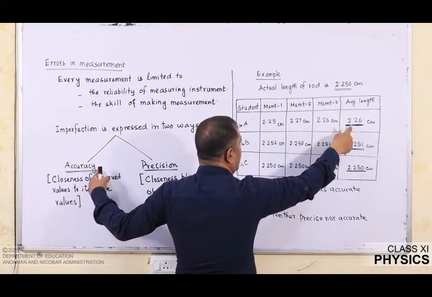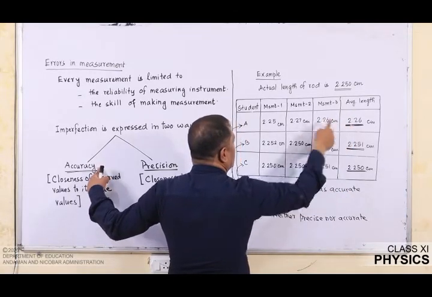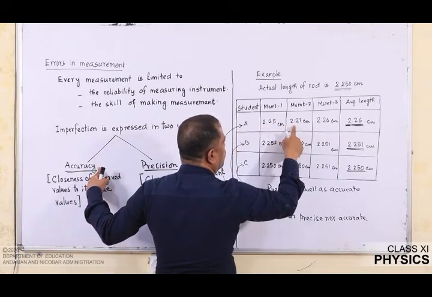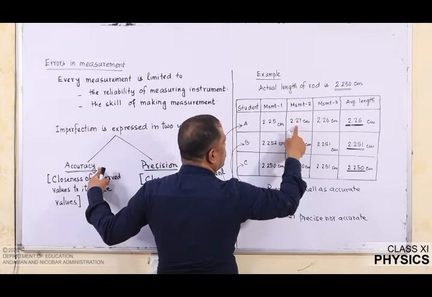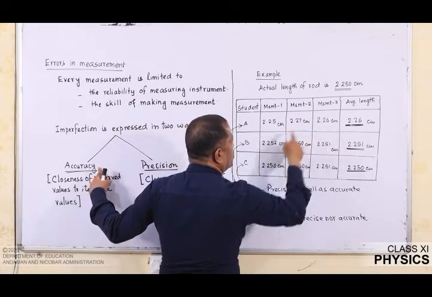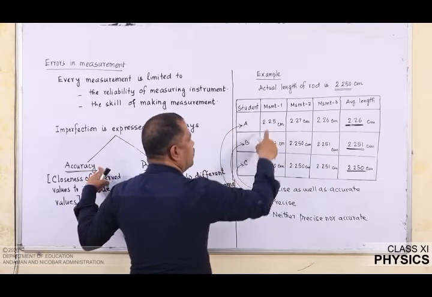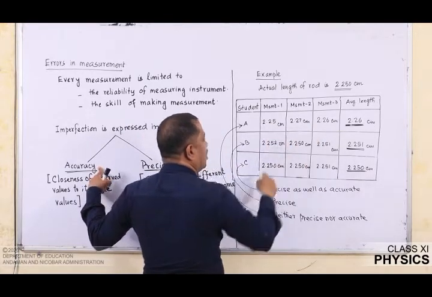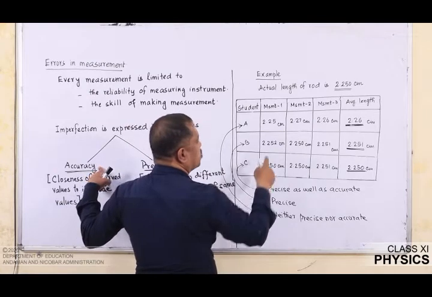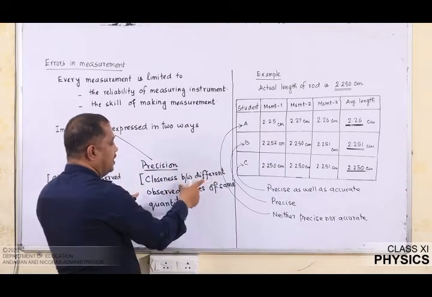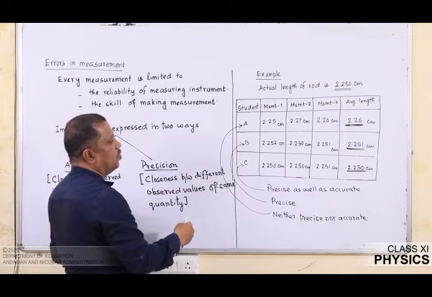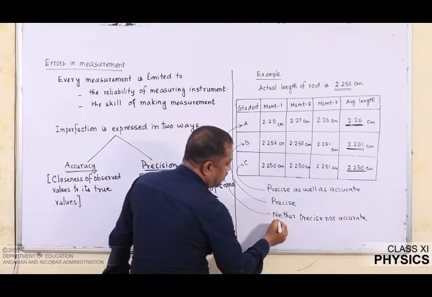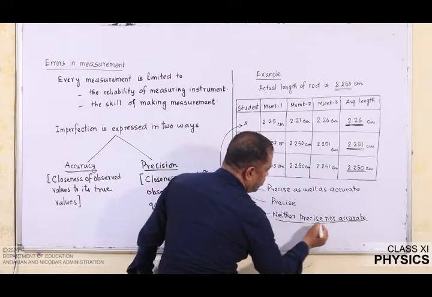So therefore this is not accurate. At the same time, if I see all the three measurements, one is 2.25, another one is 2.27, 0.02 difference, and 2.26, 0.01 difference. Therefore, the measured values are also, when compared to one another, not very close. Therefore, it is also not precise, because between different values the difference is more, and therefore we say that this value is neither precise nor accurate.